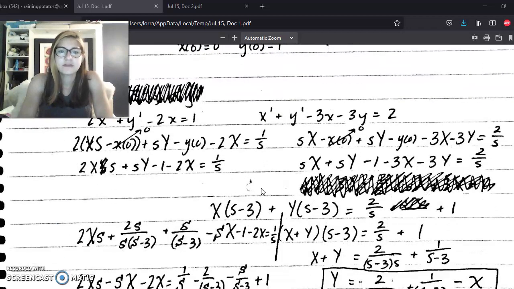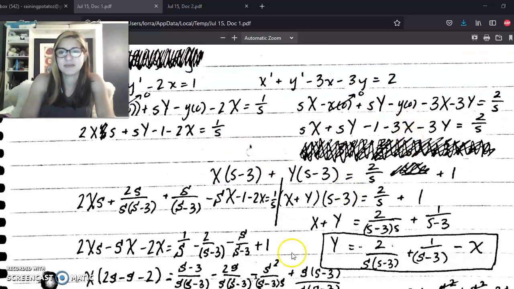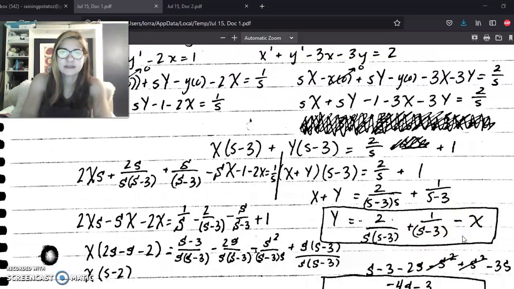So in order to solve this, I first isolated the y variable. And I didn't quite simplify it here yet, but I got the y variable equal to 2 divided by s times the quantity of s minus 3, plus 1 over s minus 3 times X.